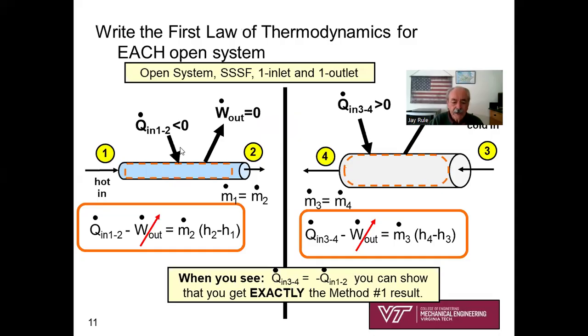Oh, and so if we write the first law, I took it one step further. So I wrote the first law for the sketch I just showed, okay, here. And then I wrote the first law for the sketch of the cold fluid here. And so when we made the observation that Q dot from 1 to 2, negative of that equals Q dot from 3 to 4, you get exactly the same result that I had from method 1. So do recognize that. You can show that these two are identical methods for solving the same heat transfer problem.